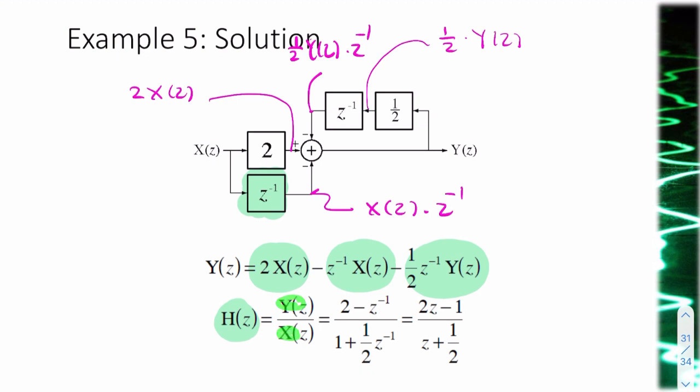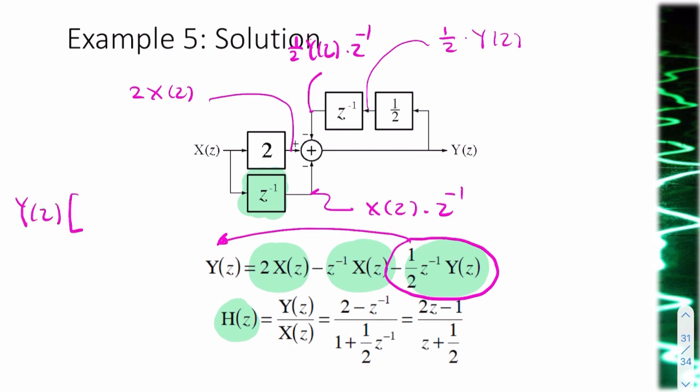Now, because what you want is the transfer function, you want to be able to divide y by x, so you bring all the y's to one side. So you would take this term here, bring it to the other side, take y of z as a common factor, so you'd say y of z times 1 plus half z to the minus 1 equals z to the minus 1 times, well, equals this basically.